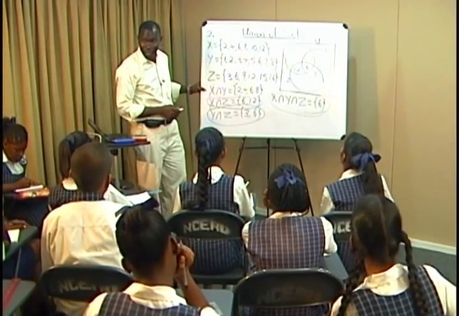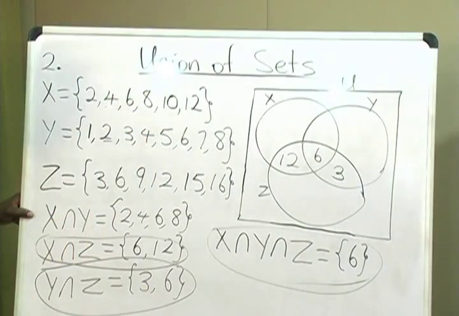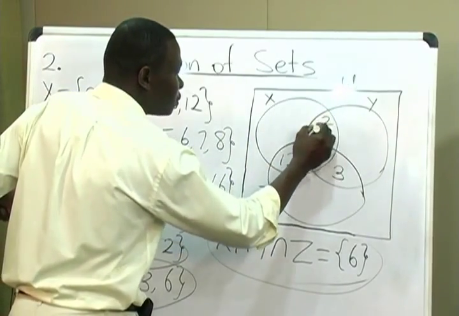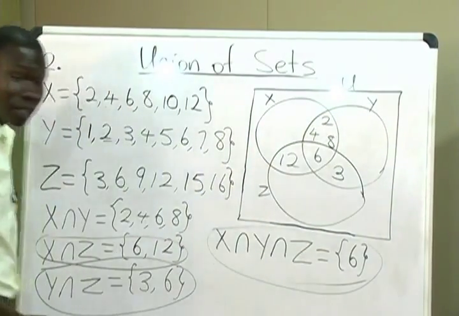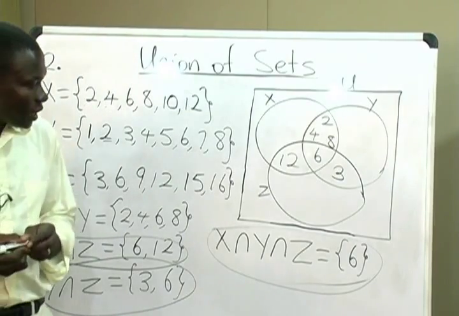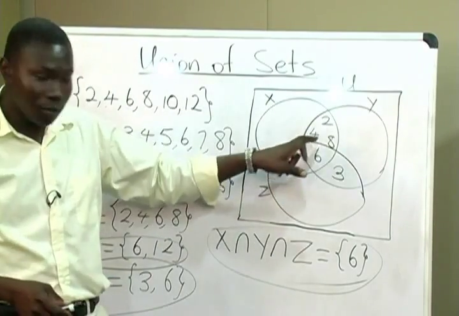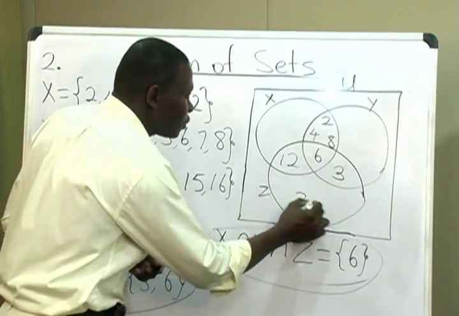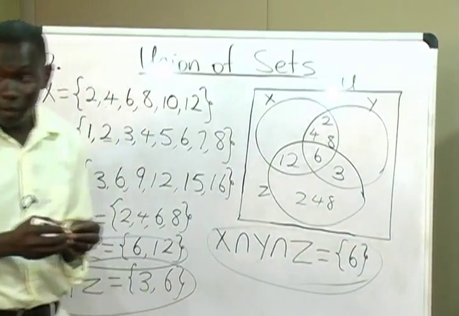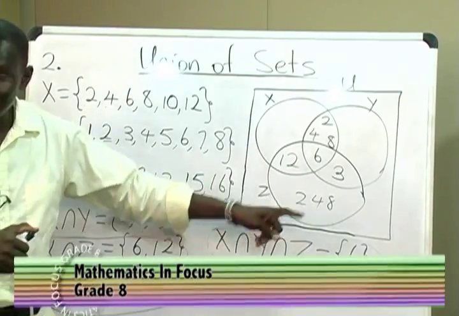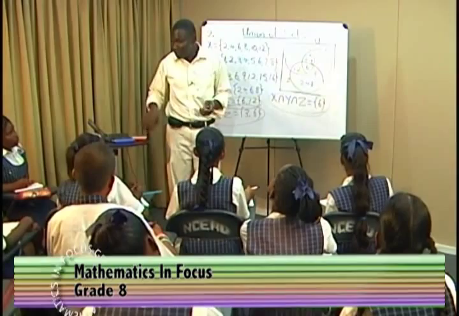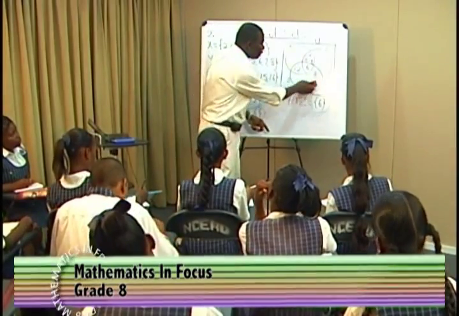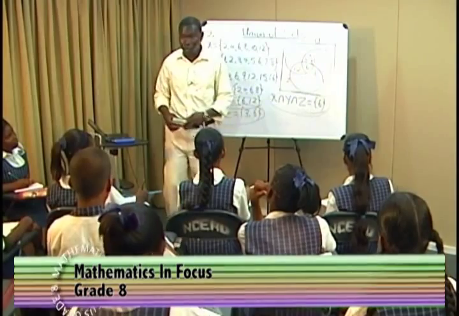X intersect Y. 2, 4, 6, 8. But we already have 6. So we have to list 2, 4, 8. So we come here and we list 2, 4, 8. Please ensure you list them in such a way that someone looking at this wouldn't think it is 248. So make sure when you list numbers like this, you jumble them up, so nobody would think it's one single number.